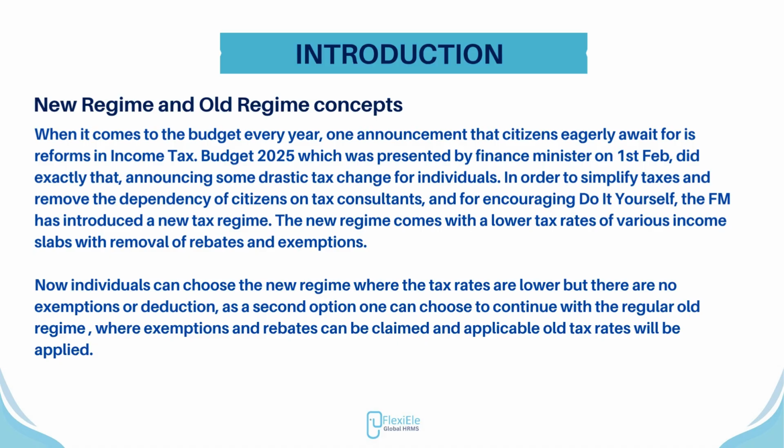But hey, not everyone wants simple, so some folks prefer the old regime, where you can reduce your taxable income through exemptions like LIC premiums, home loan interest, or tuition fees. Sure, the tax rates are a bit higher, but with good planning, you can end up paying less. So what's the catch? You now get to choose. If you want fewer calculations and quick filing, go for the new regime. But if you have old investments and want to use deductions to shrink your tax bill, stick with the old regime.